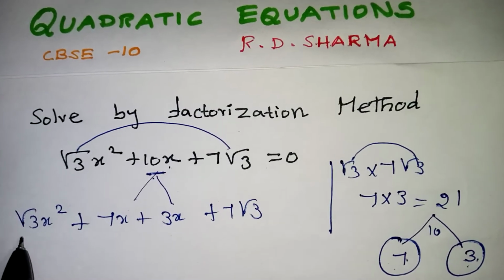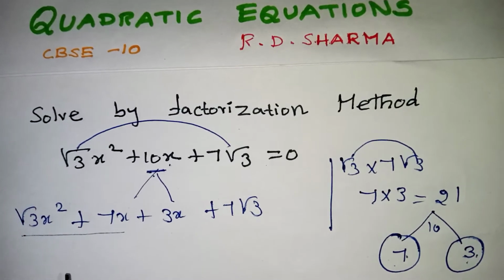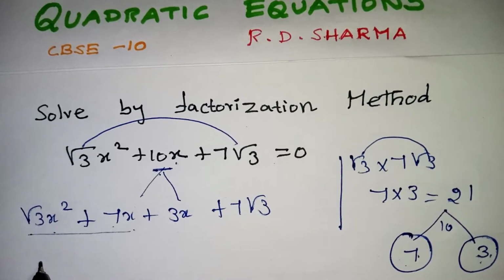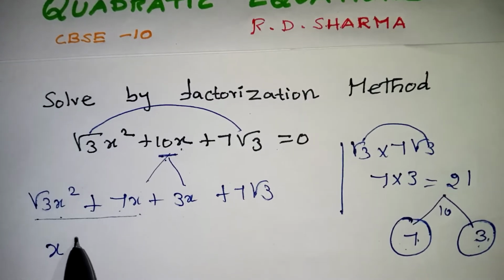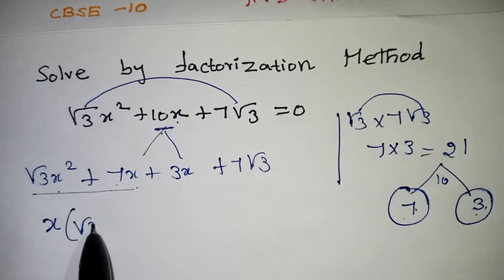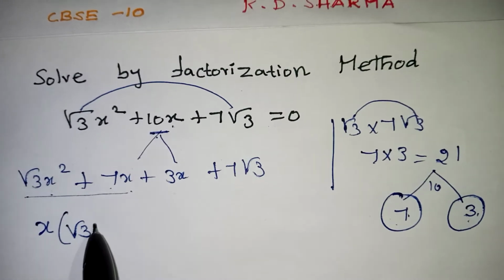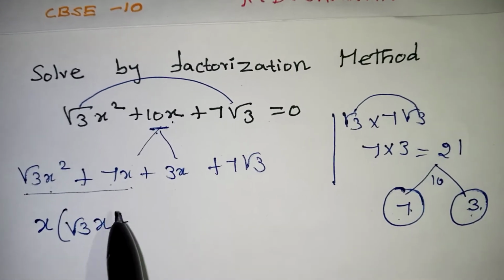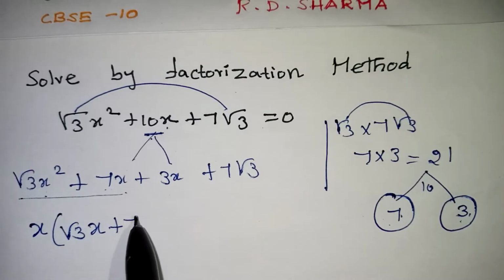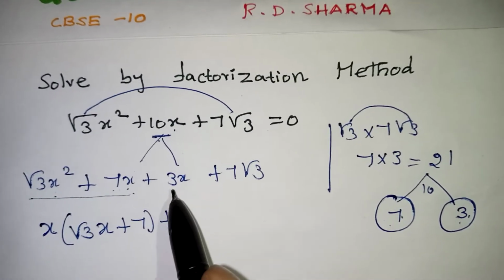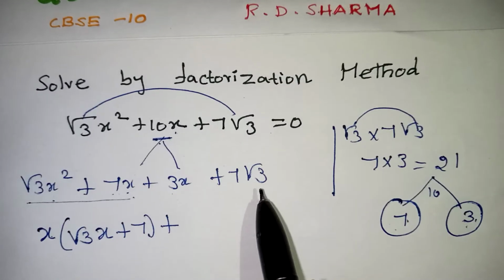Now from these terms we have to take a common term outside. Root 3 and 7, there is no common. x squared and x, there is an x common term. So take x outside. Now the remaining is root 3 x, because from x squared we have taken one x out, one more x stays inside. Plus here the remaining is 7 because x has been taken outside. Plus from these two, 3x and 7 root 3.